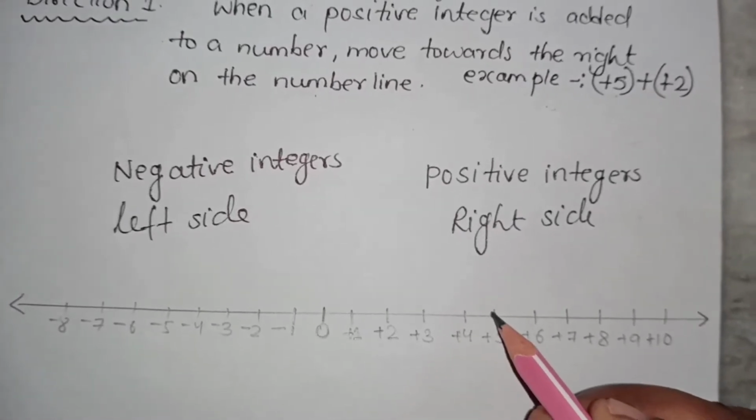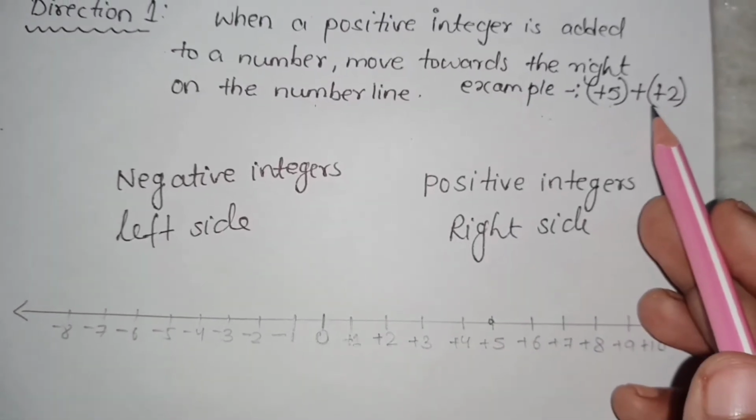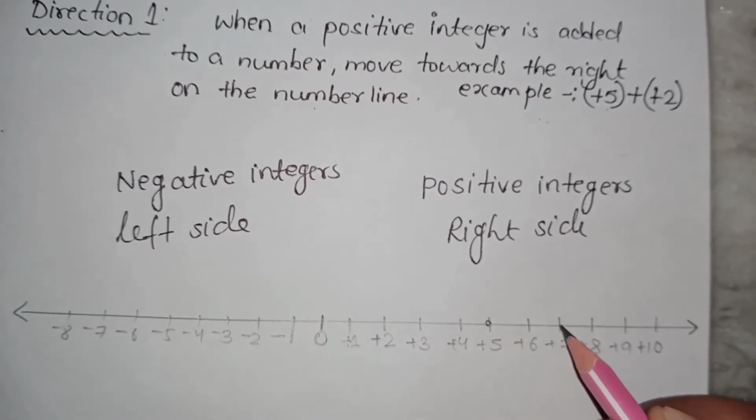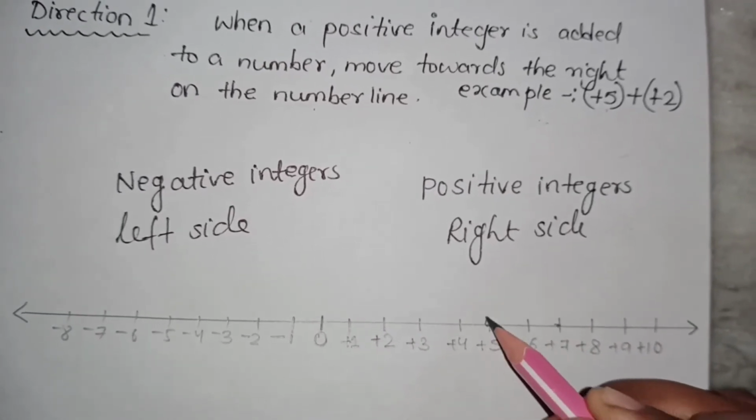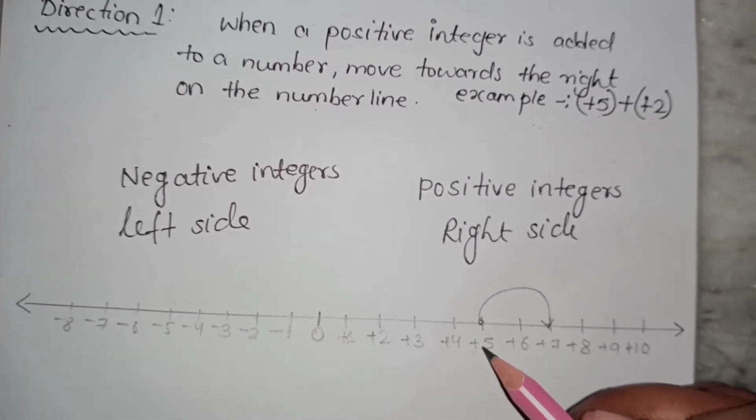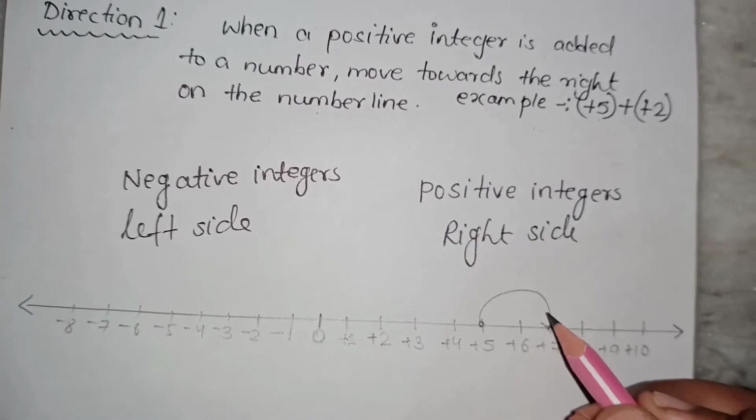So from here we will take 2 jumps, because here +2 is given and plus means right hand side. So 1, 2. That means we will reach here. So from here directly we will reach here. So from +5 we have taken 2 steps.